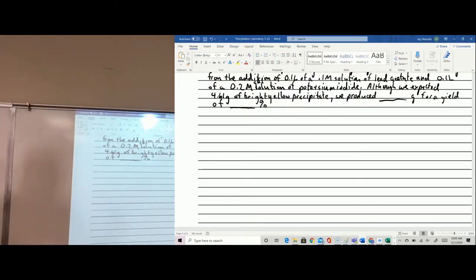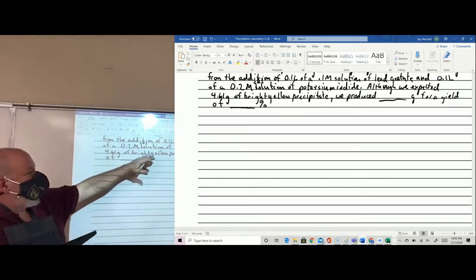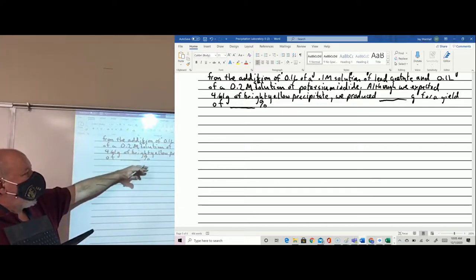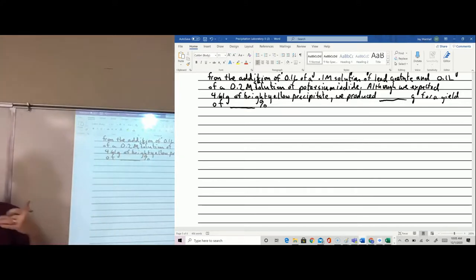Now, this is not all of what our purpose was, is it? We also had a purpose of, we wanted to learn about making solutions. We wanted to learn about separating mixtures. We wanted to learn about how to create a percent yield. All of that stuff will be part of your conclusion that says, in conclusion, we did this, but while we accomplished this percent yield, we also learned about these procedures.